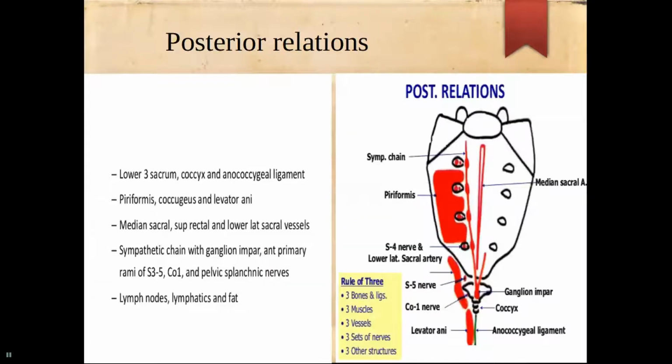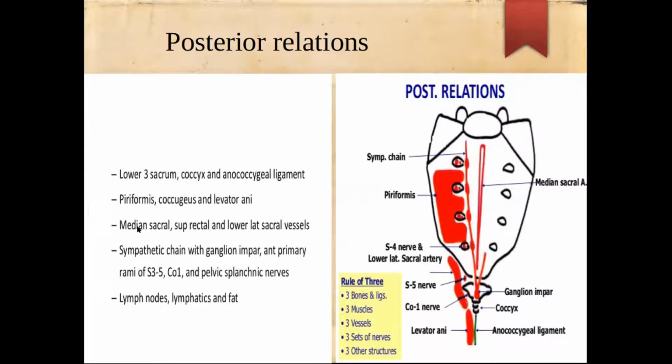What are the posterior relations? Okay, 3 bones, 3 muscles, 3 vessels, 3 sets of nerves, 3 other structures. The 3 bones are the lower 3 sacrum, the coccyx, and the iliococcygeal ligaments. The muscles are piriformis, coccygeus, and levator ani muscle. This is posterior.